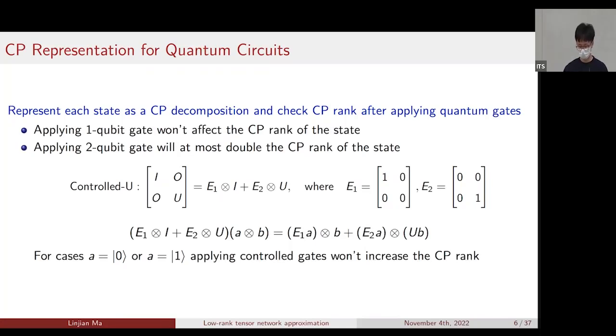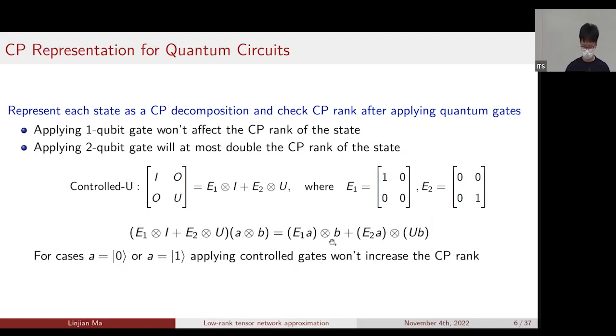the CP rank. And this is because we can easily rewrite each 2-qubit gate as a sum of 2 Kronecker products. For example, here for the controlled-U gate, we can rewrite that as E1 Kronecker product with identity plus E2 with this U. And this E1 and E2 are just the projectors onto the 0 state and also the 1 state. So, for example, if the input state is rank 1, then applying this gate to that will at most have rank 2.